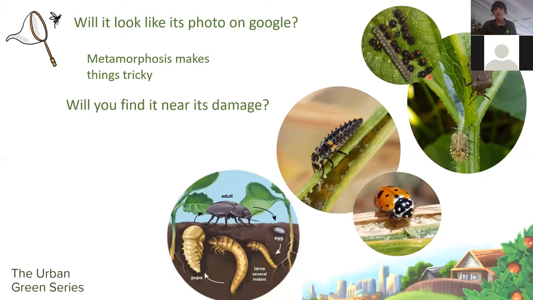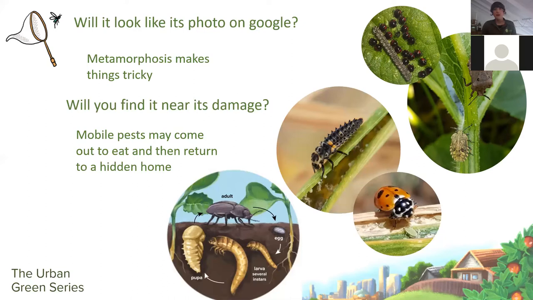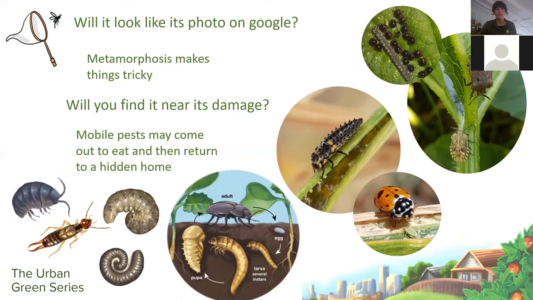And then the other thing to keep in mind is you might not find the culprit near the damage. Remember back to that little bug that was almost blamed for a chewing hole that it did not create. That's because a lot of these life stages can be really mobile, and they also might not be active when you're active. So it could be that the culprit has been coming up every night from the soil, chewing on the plants, and then returning back underground to a hidden home or a hidden shelter. And that's true for a lot of these soil-dwelling pests.